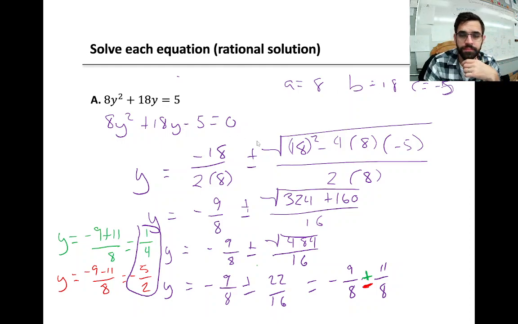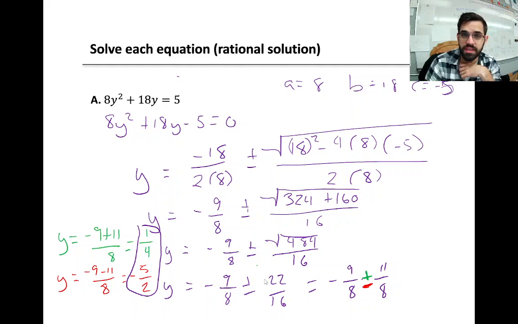So we can put negative b, which would be negative 18, over 2 times a, 2 times 8, plus or minus the square root of b squared, or 18 squared, minus 4ac, or 4 times 8 times negative 5, over 2a, or 2 times 8. We can simplify the front fraction, we can simplify the back fraction and the radical, and it's a lot of math.